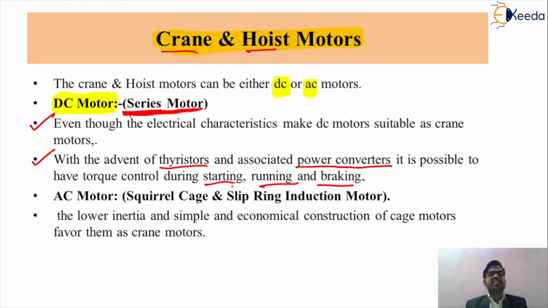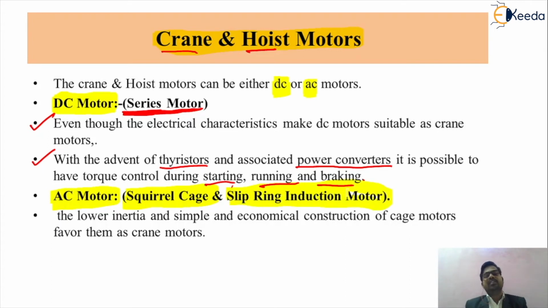So friends, as we have seen, there are different disadvantages of the DC motor. Due to that, in some applications we prefer the AC motor. So what are the different types of AC motor that we prefer for cranes and hoist drives? Sometimes we prefer the squirrel cage induction motor, and sometimes the slip ring induction motor.